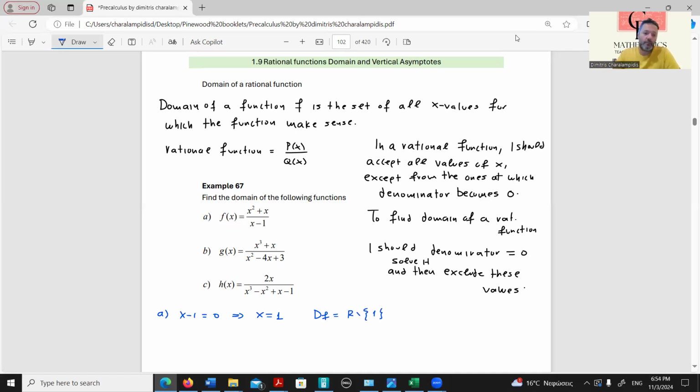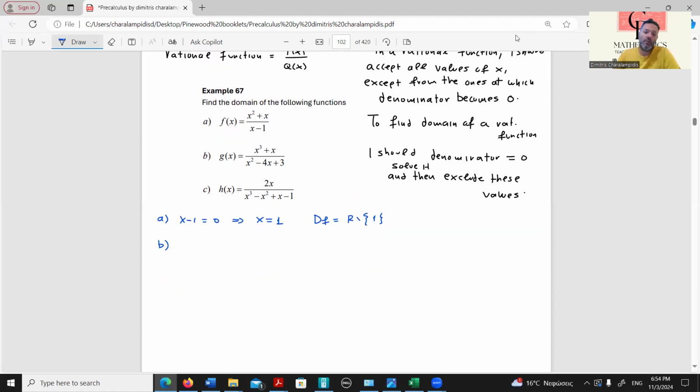In B, g of x is x cubed plus x over x squared minus 4x plus 3. I will begin by finding when that denominator equals 0. That's a quadratic. The easiest way, the way that always works, is through the discriminant formula. A equals 1, B equals -4, C equals 3. The discriminant is B squared minus 4AC, so that should be -4 squared minus 4 times 1 times 3. It's 16 minus 12, which is 4.